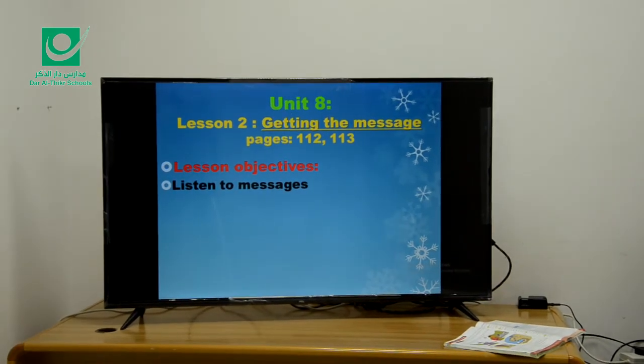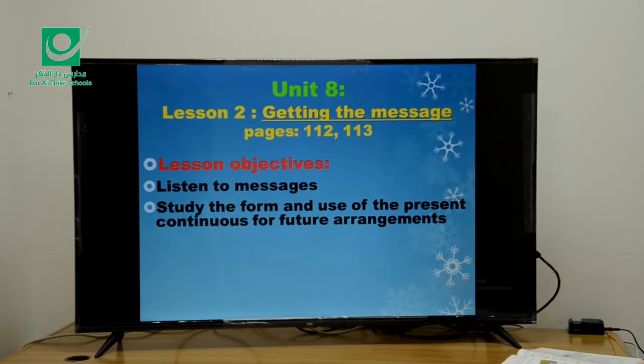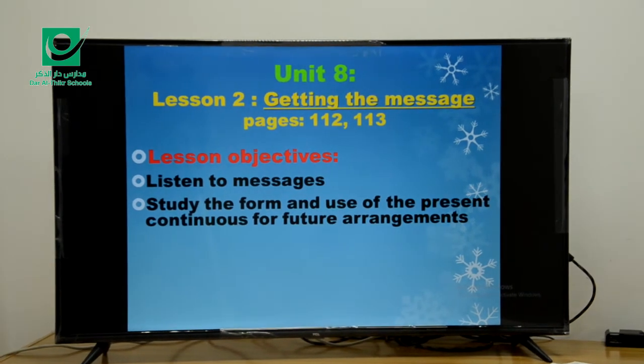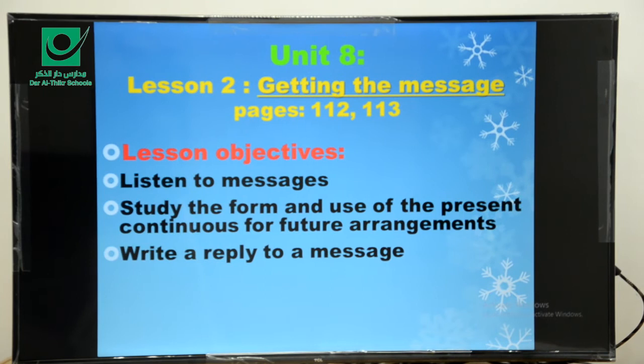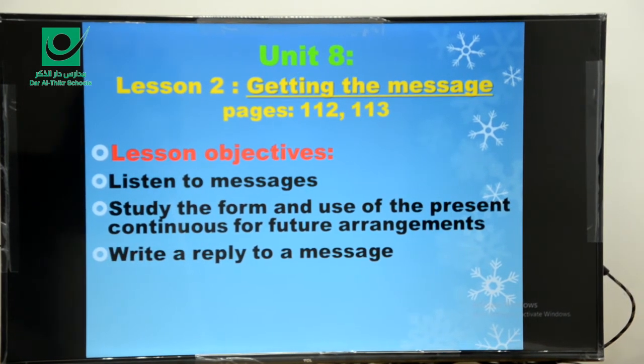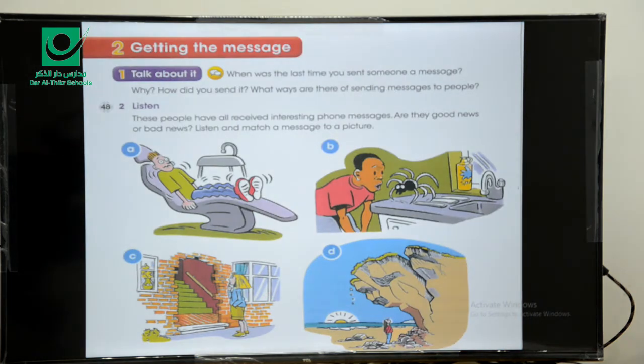Listen to messages. Study the form and use of the present continuous tense for future arrangements. And the last thing, we are going to write a reply to a message. Yes. Now, I start with lesson number 2, getting the message.